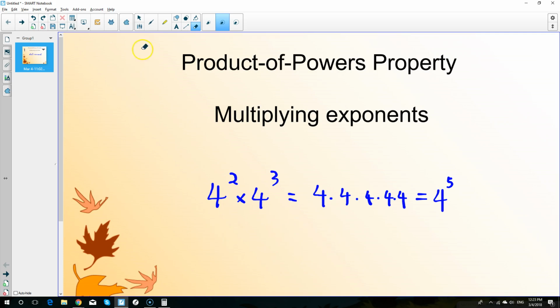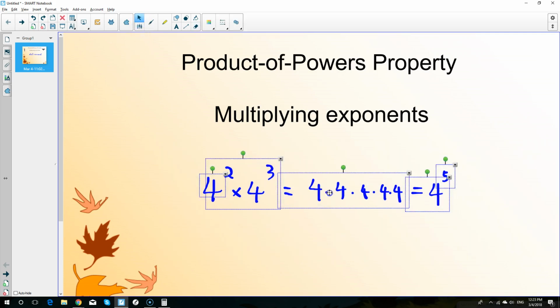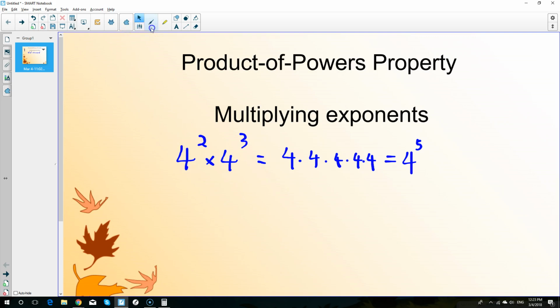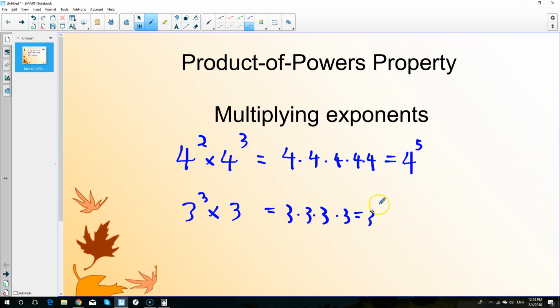Let's do another one, and I just really want you guys to see the pattern. This time I'm going to do 3 to the power of 3 times just 3 itself. The first bit is 3 times 3 times 3. For the second bit, I still have a 3. 1, 2, 3, 4. That's 3 to the power of 4. At the end of the last video, I said that when 3 is sitting there on its own, you actually have a 1 way up there.